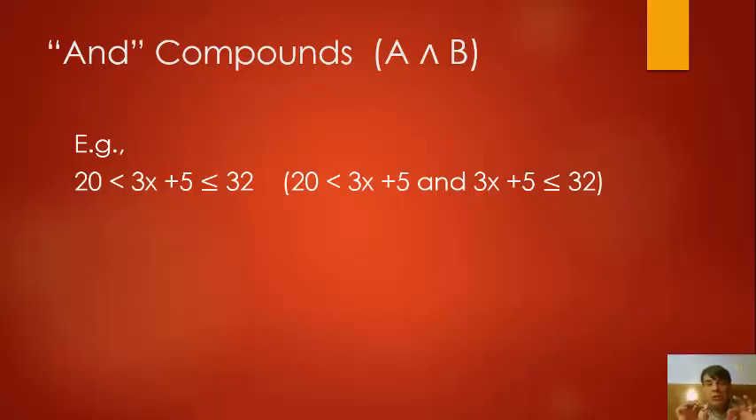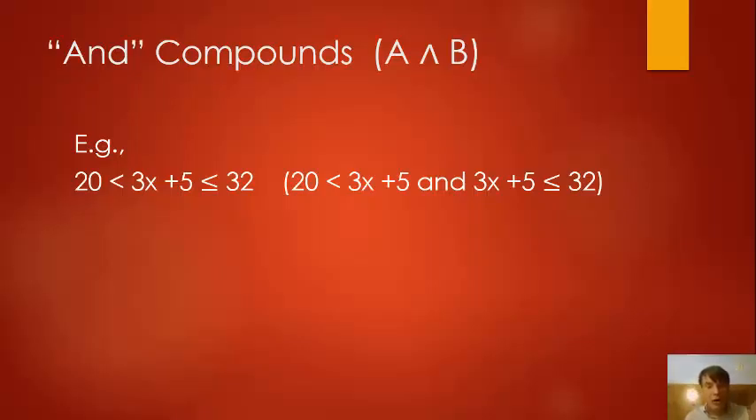Now, by the way, if this was an OR combination, the answer would be every real number, everything on the number line, because it would be everything that is greater than 20 and everything that is less than or equal to 32. That would be everything. And so an OR compound of these two would be everything. But an AND combination is the intersection of these two sets, just the numbers for which 3x plus 5 is greater than 20 and less than or equal to 32, I should say, and should have said before. Okay? Hopefully you understand what I'm saying.